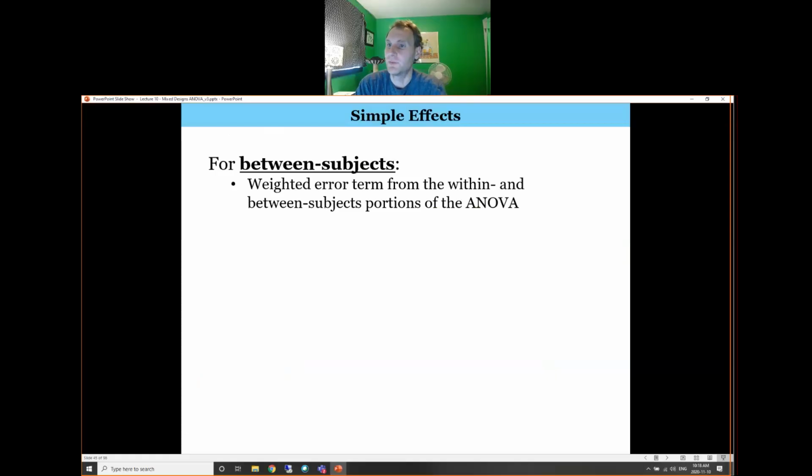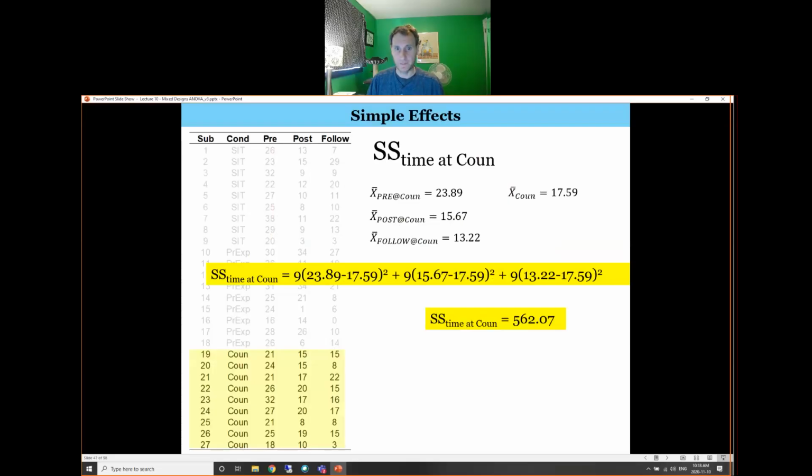So that was simple effects at the within subjects level. At the between subjects level, we have a little bit extra work to do. It'll be worth it. It's going to give us higher quality results than the alternative, which we'll also explore, but we have to do a little bit of extra work. Specifically, we can't just pull that mean squared error from the omnibus table.